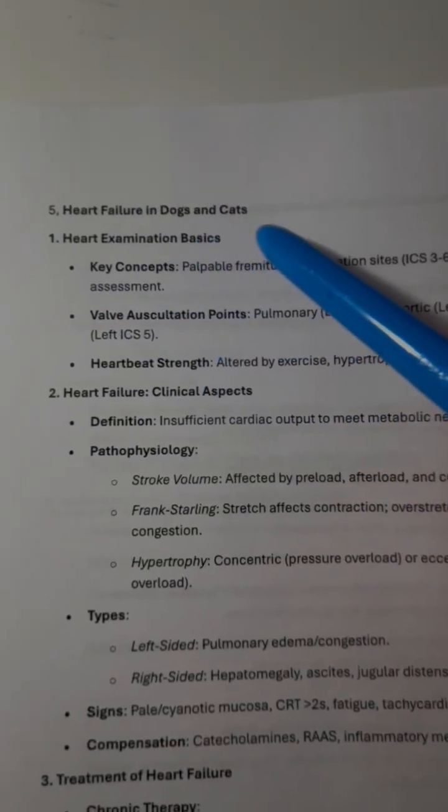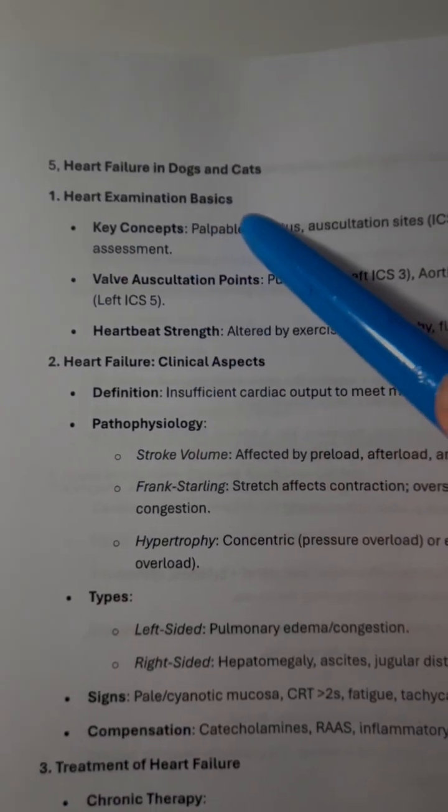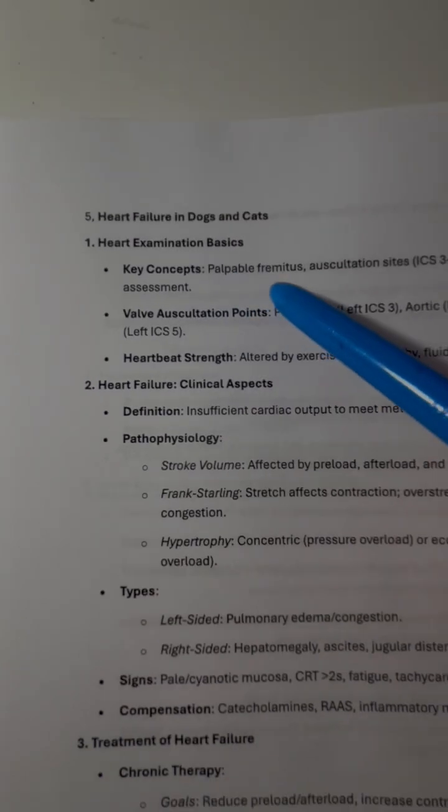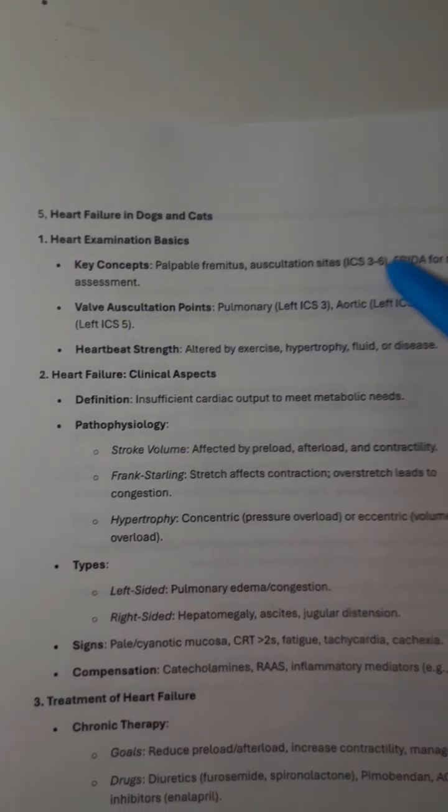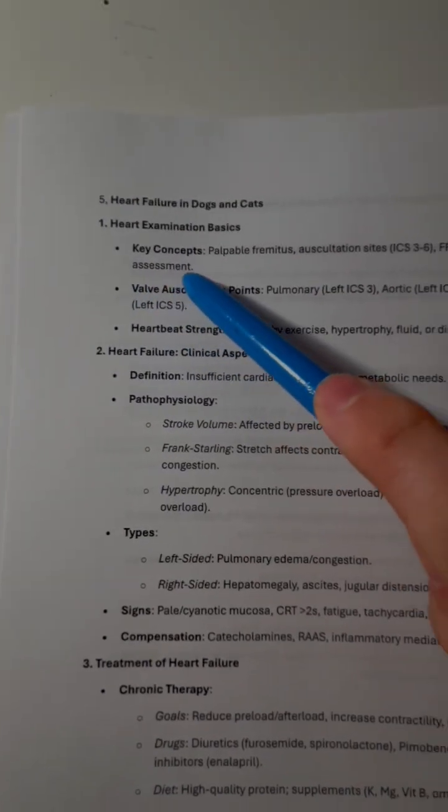Heart failure in dogs and cats. For the heart examination basics, the key concepts are palpable fremitus, auscultation sites such as intercostal space 3 to 6, and Frida for sound assessment.